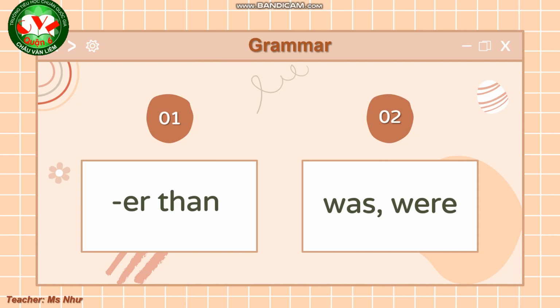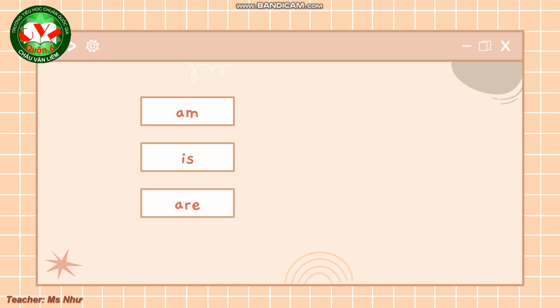The second grammar point we have today is was and were. We all know be in simple present: am, is, and are. We have I am, he is, she is, we are, they are, you are. And in simple past, we will have was and were.